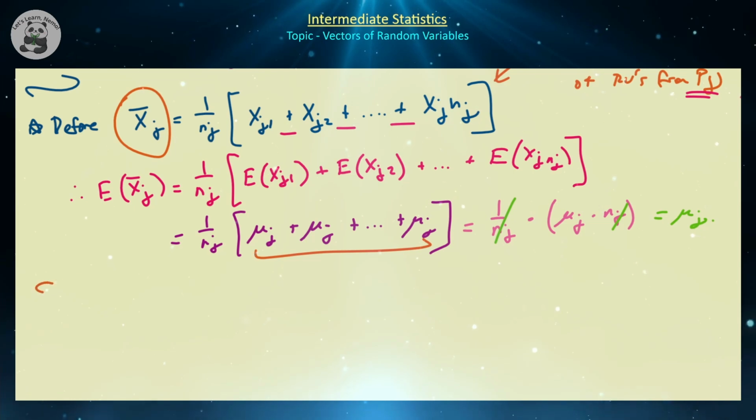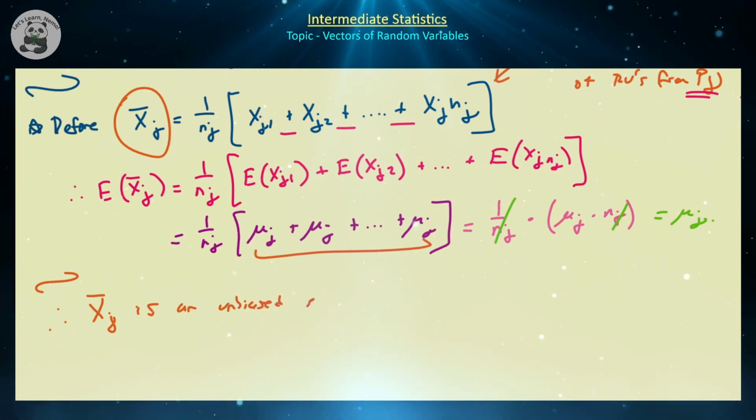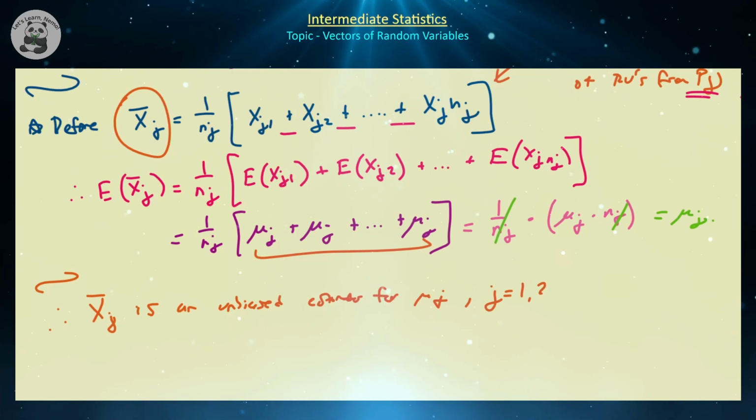And what does this imply? So this means that capital Xj is an unbiased estimator for the parameter mu j, and this logic is going to hold for all j equal to 1, 2, all the way down to the number of parameters that we're actually analyzing here.